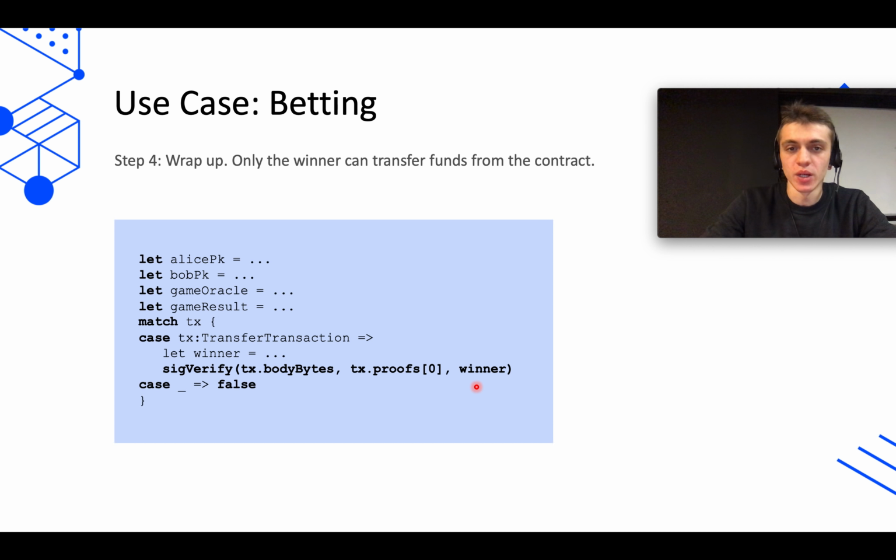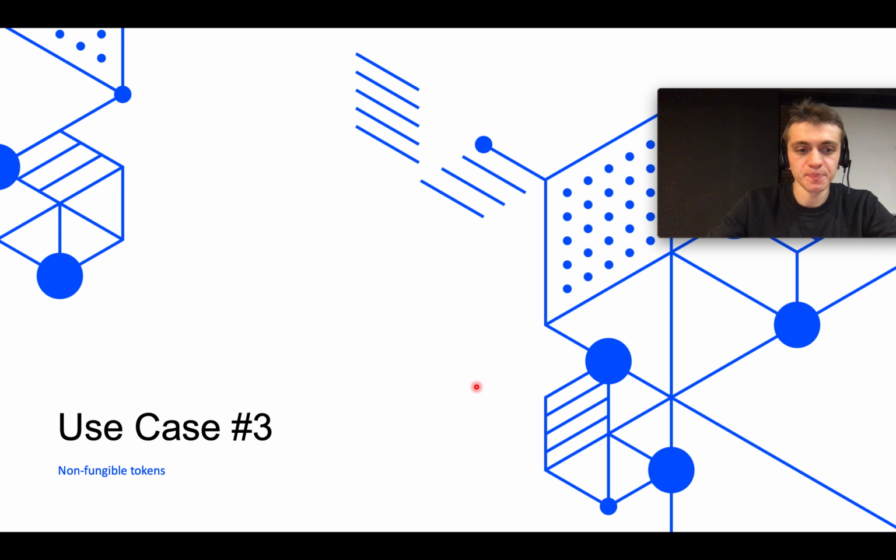So to be honest, blockchains can't pay the winner automatically. The winner should make a transaction and should get his money. He should do it by himself. Okay, that's it. It's a simple example of betting.